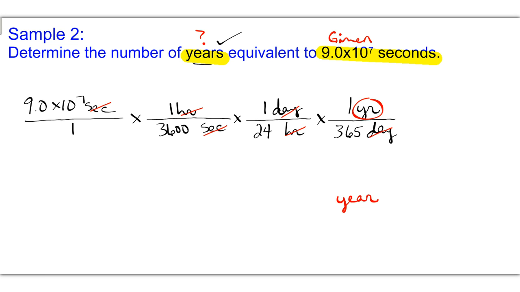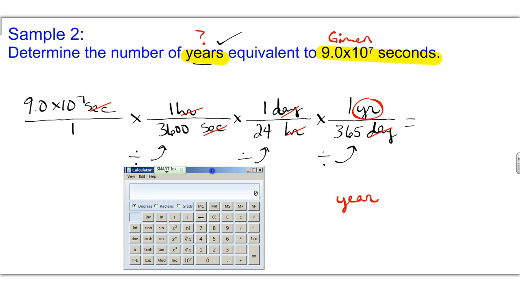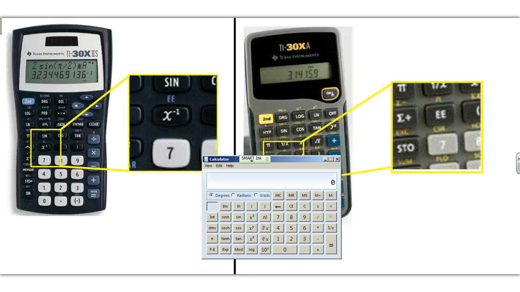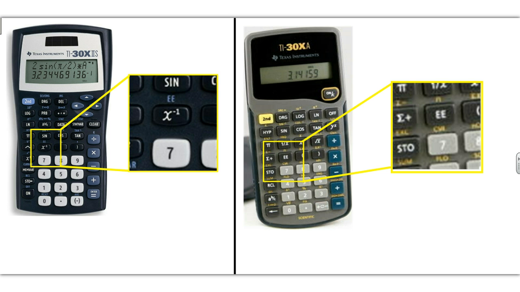So now I'm going to calculate my final answer. We're going to input our first number, 9.0 times 10 to the 7, times 1, which we're going to ignore, divided by 3,600, times 1, divided by 24, times 1, divided by 365. In order to type this in, we're going to have to use our scientific calculator. There's a special way to input the 9.0 times 10 to the 7. So let's bring up what your calculator looks like. Your calculator may look like one of the following.